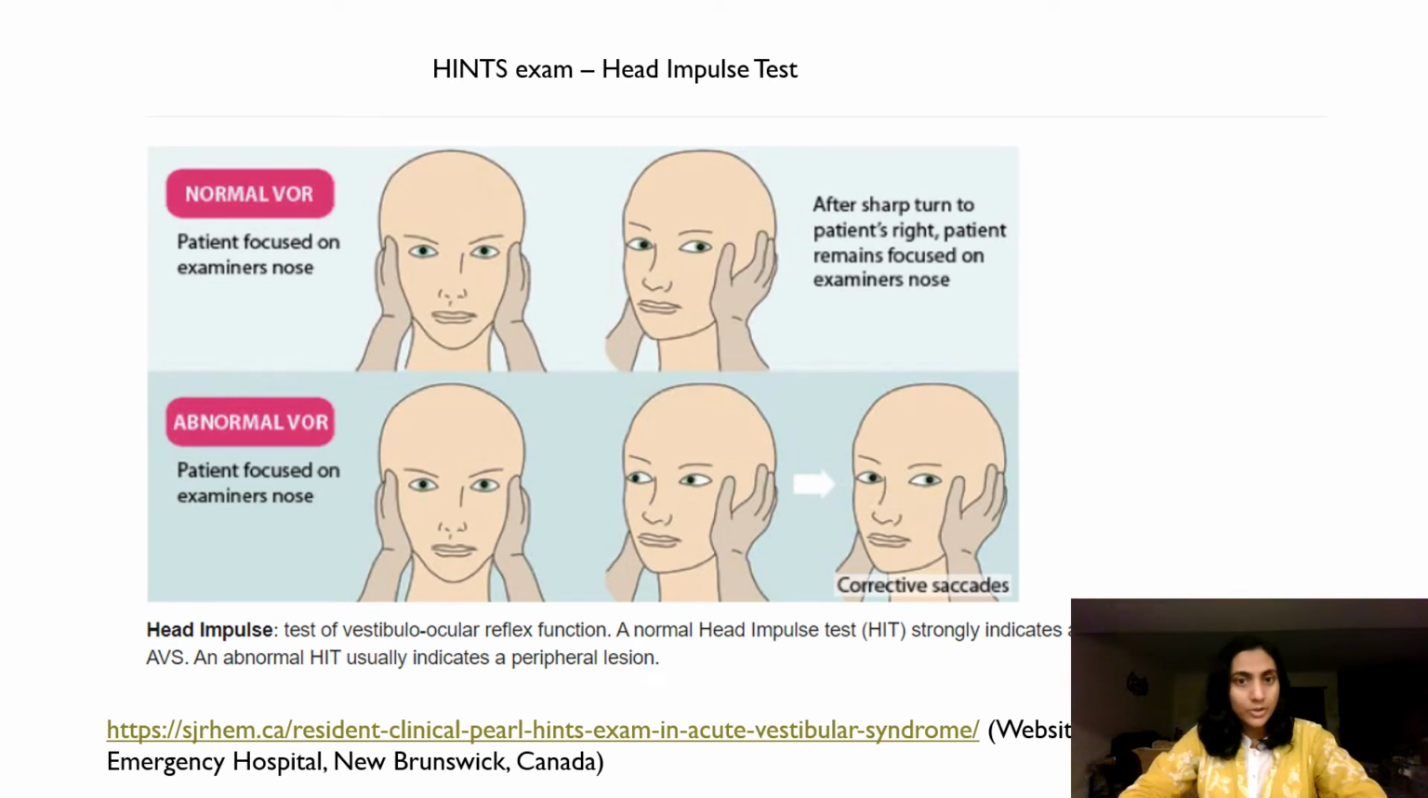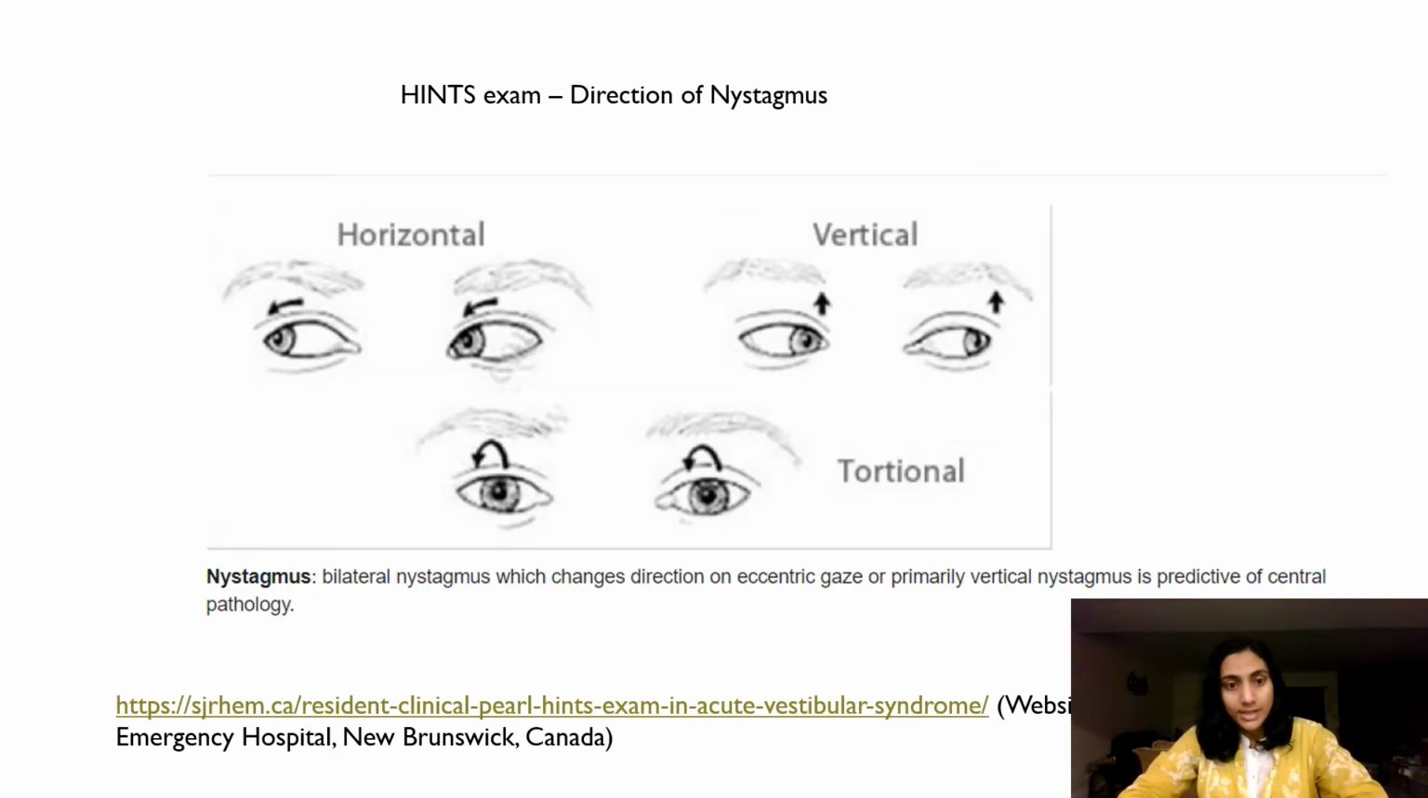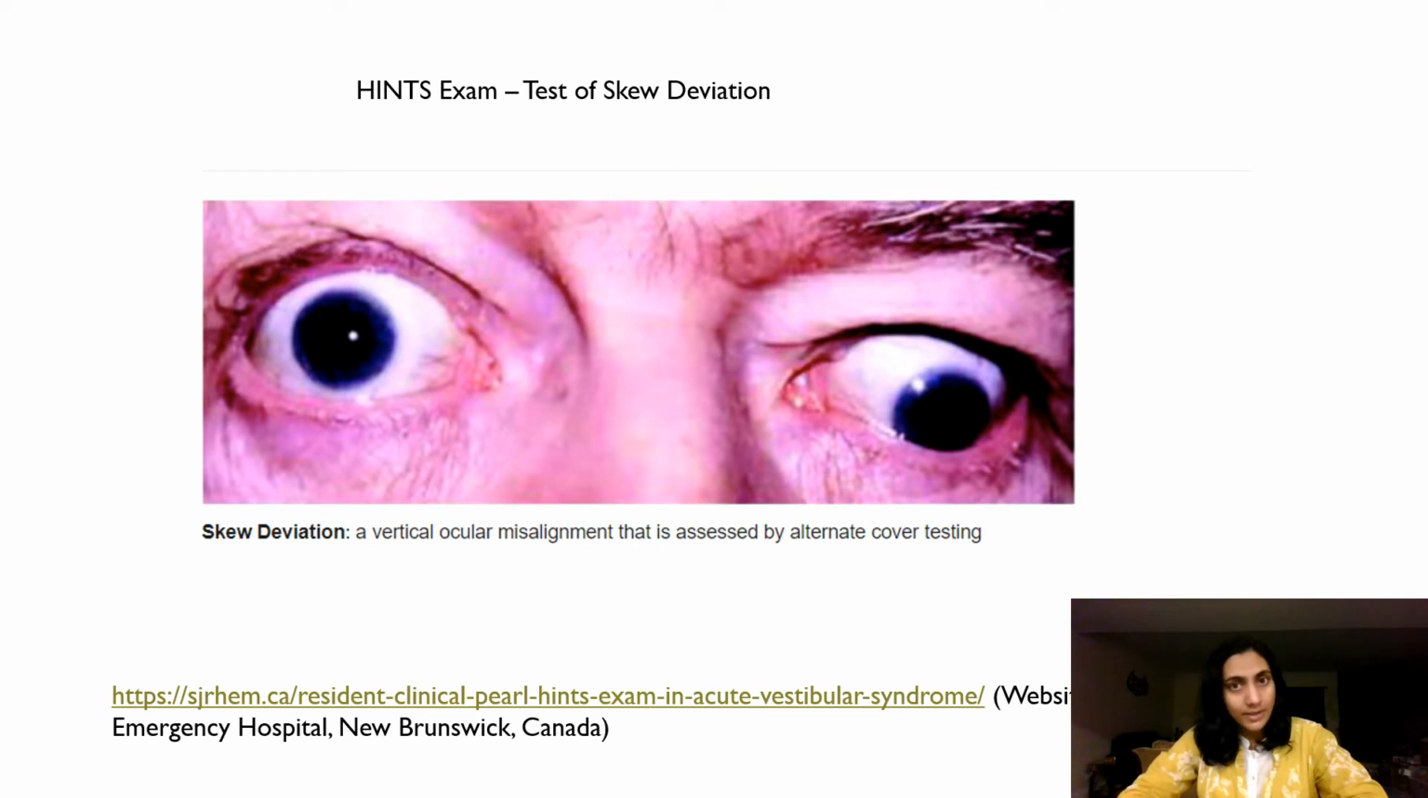A quick point needs to be made here about the HINTS exam. The HINTS exam has no role in the targeted examination of either benign paroxysmal positional vertigo or central paroxysmal positional vertigo. The HINTS exam, that is the head impulse test, direction of nystagmus, and test of skew deviation, is only utilized in case of an acutely, actively vertiginous patient, when the patient is experiencing continuous vertigo.